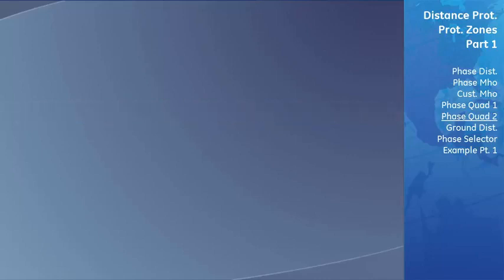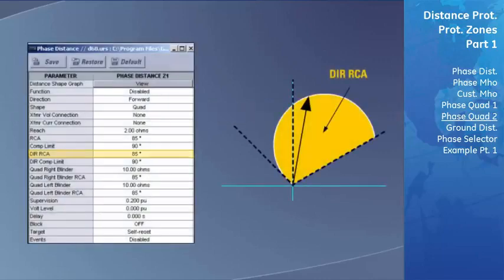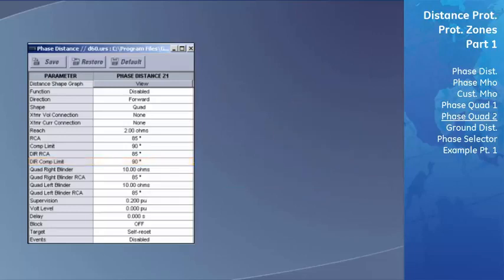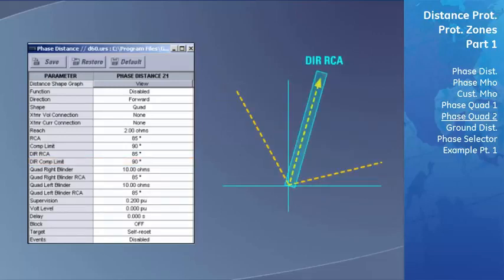The Mho characteristic used the directional reach characteristic angle and the directional comparator limit angle to cut off the resistive element of the Mho circle and set the lower boundary of the zone of protection. The quadrilateral characteristic also uses these two settings to define the lower boundary of the zone of protection. Just as for the Mho characteristic, the directional reach characteristic angle is used to set the midpoint of the area being cut off in the quad zone of protection.